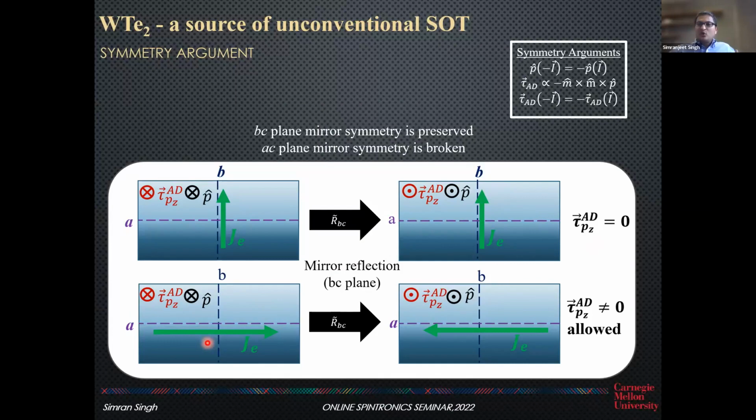On the other hand, when you apply charge current along the A axis, under the same mirror reflection operator, this torque term reverses sign, but at the same time you have a reversal of the charge current because you are now applying current this way, right? So here you can see that there's nothing prohibiting, from symmetry consideration, any out-of-plane spin polarization or out-of-plane anti-damping torque acting on a nearby ferromagnet, right?